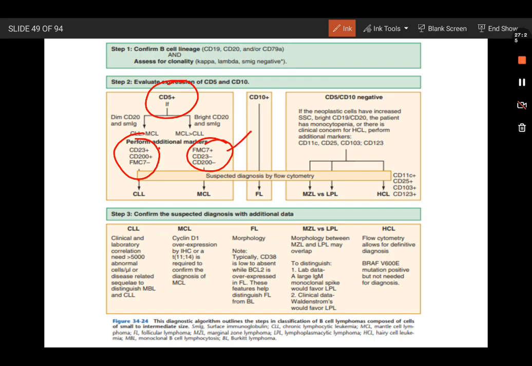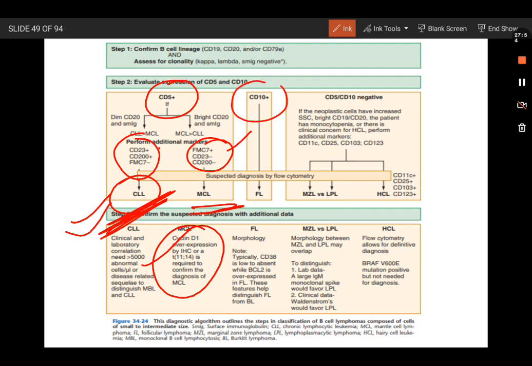Now on flow cytometry, if you have clinical correlation and if you correlate with the sequelae, for example, CLL can transform into DLBCL, Richter transformation. So if you can establish this panel along with clinical correlation, like older males in CLL, you can diagnose CLL on flow cytometry. But for mantle cell lymphoma, you need cyclin D1 overexpression by IHC or translocation 11;14 to confirm the diagnosis.